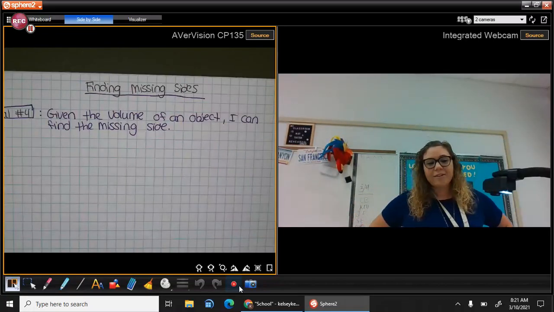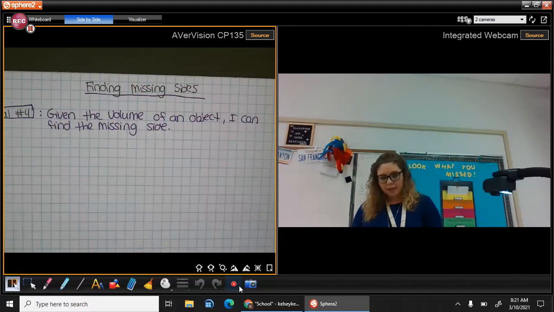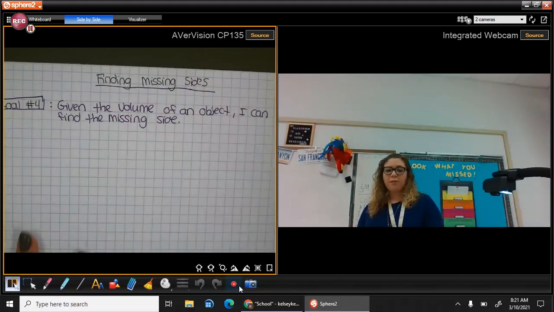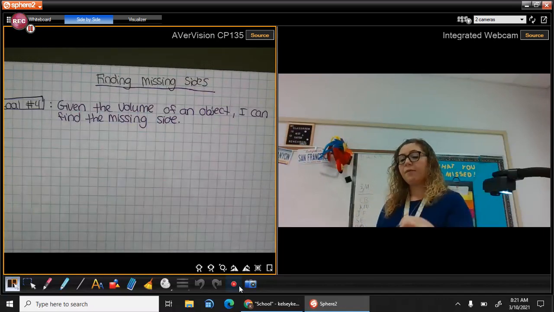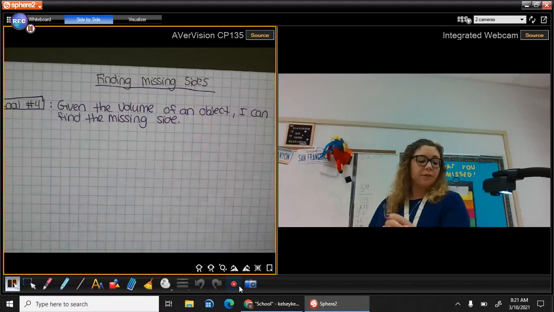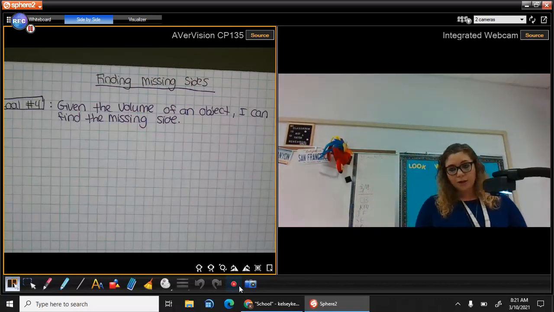Welcome back. So today we're going to continue talking about how to find the missing sides. Okay, so goal number 4: given the volume of an object, I can find the missing measurement, the missing side. Sometimes we're not trying to find the volume, sometimes we're given the volume, but they want us to find the radius, or they want us to find how high it is, the height.